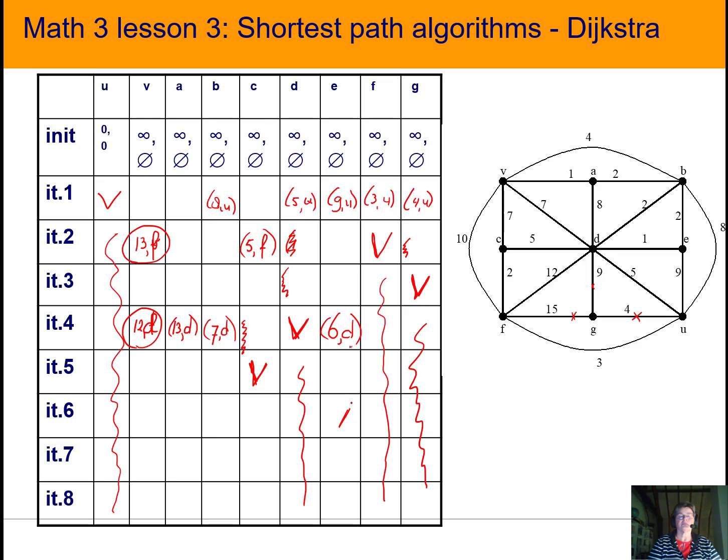So E with 6. So from E with 6, we can go to B. And 6 plus 2 is 8. So no, we already have 7. So we don't do it. And from E to V is not possible. From E to A is not possible. And from E to C, yeah, that was already done. Done. The lower we get, the easier it becomes. And so we don't have any options anymore.